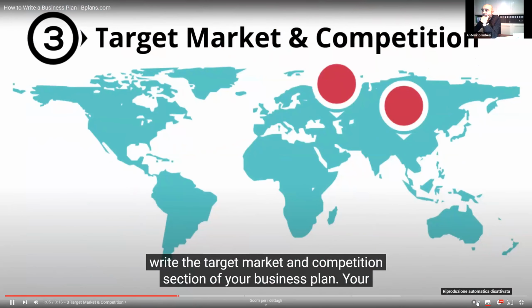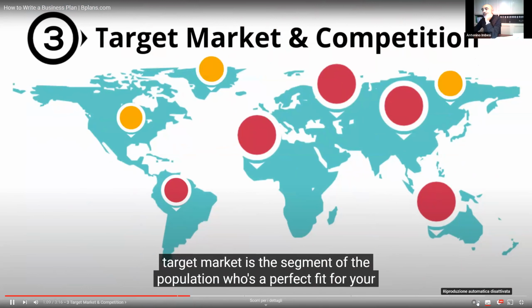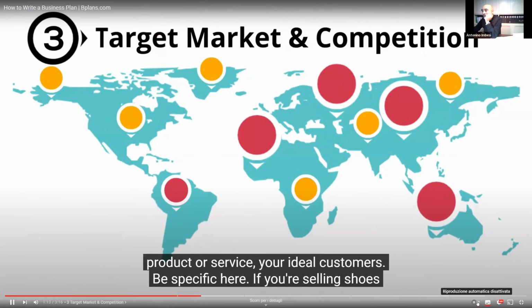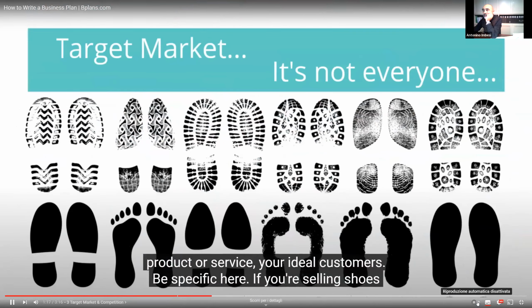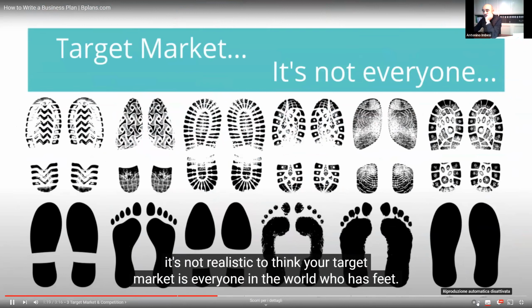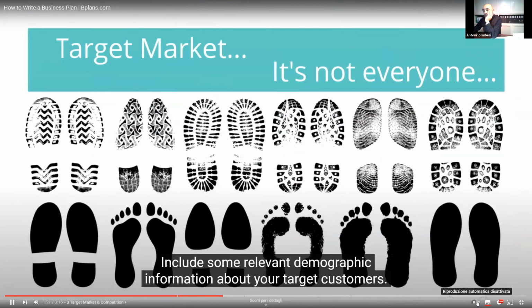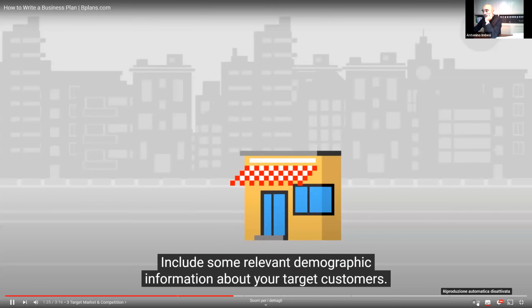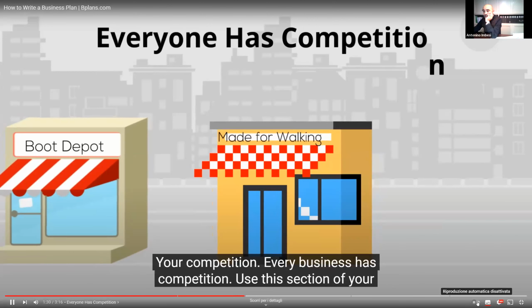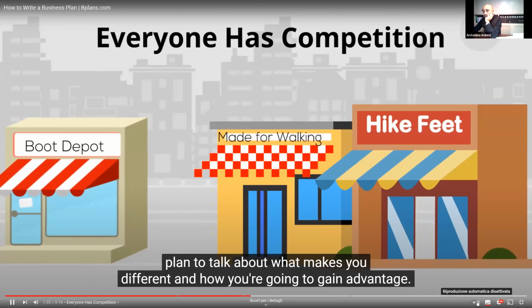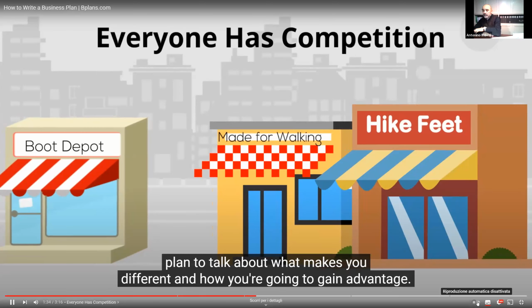Next, you need to write the target market and competition section of your business plan. Your target market is the segment of the population who's a perfect fit for your product or service, your ideal customers. Be specific here. If you're selling shoes, it's not realistic to think your target market is everyone in the world who has feet. Include some relevant demographic information about your target customers. Your competition: every business has competition. Use this section of your plan to talk about what makes you different and how you're going to gain advantage.